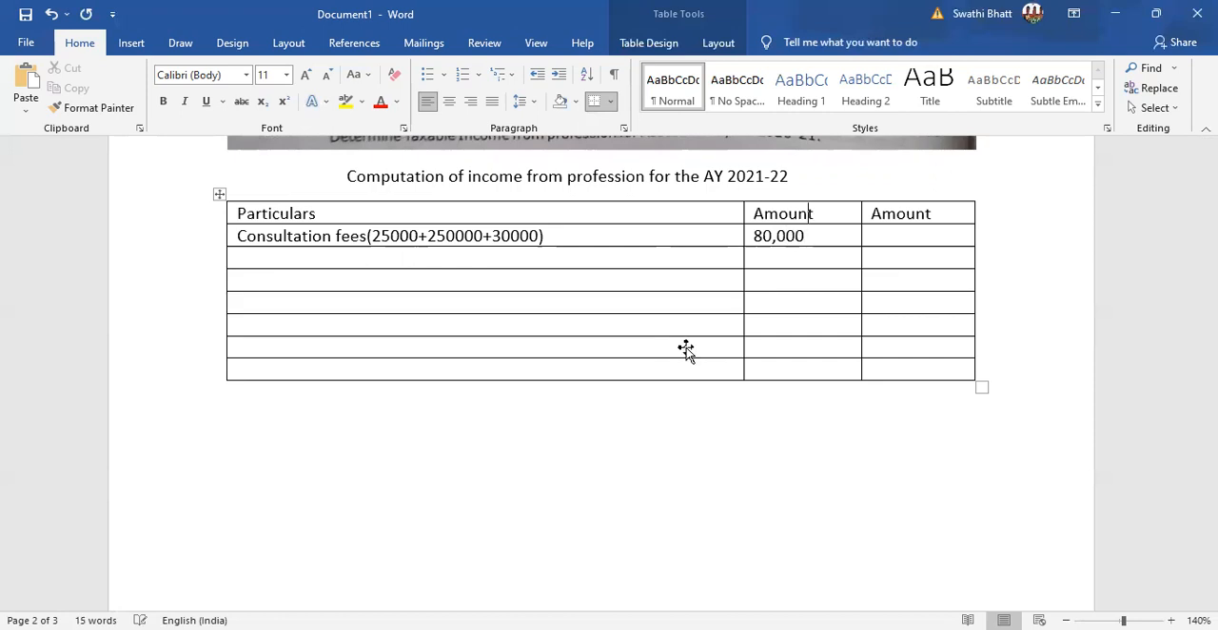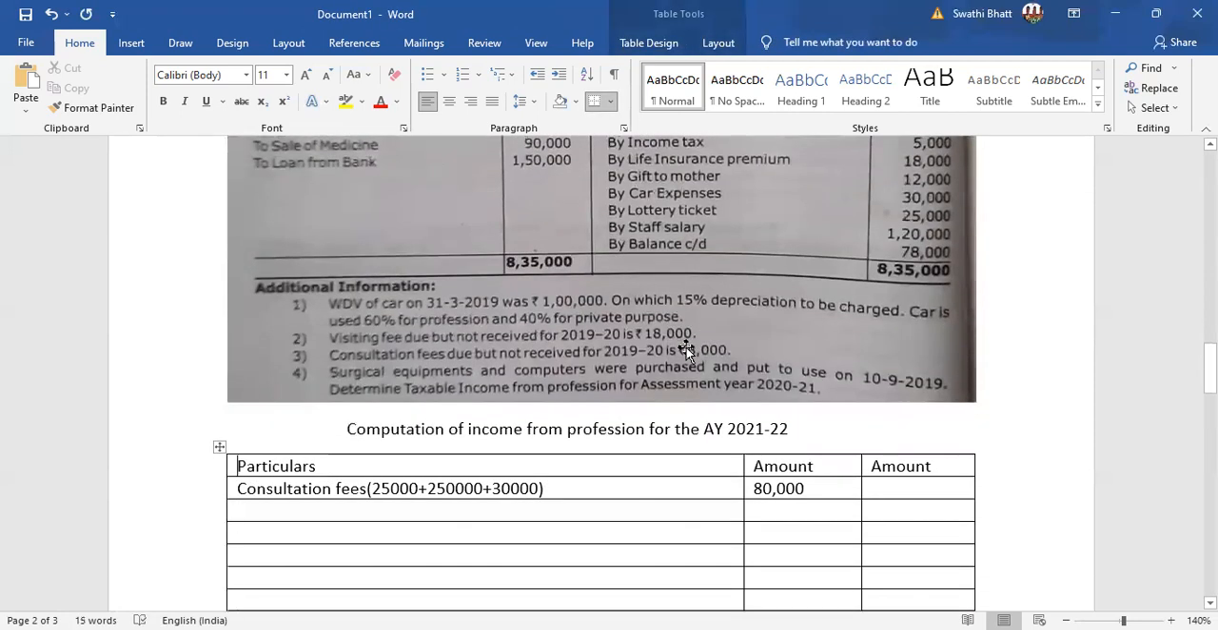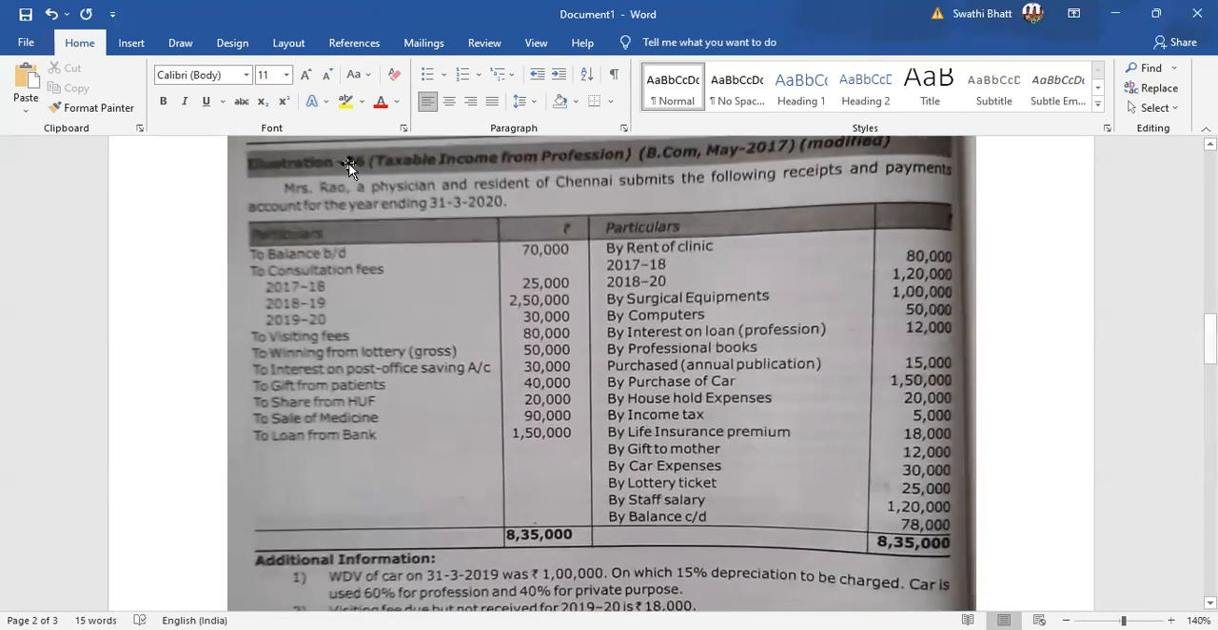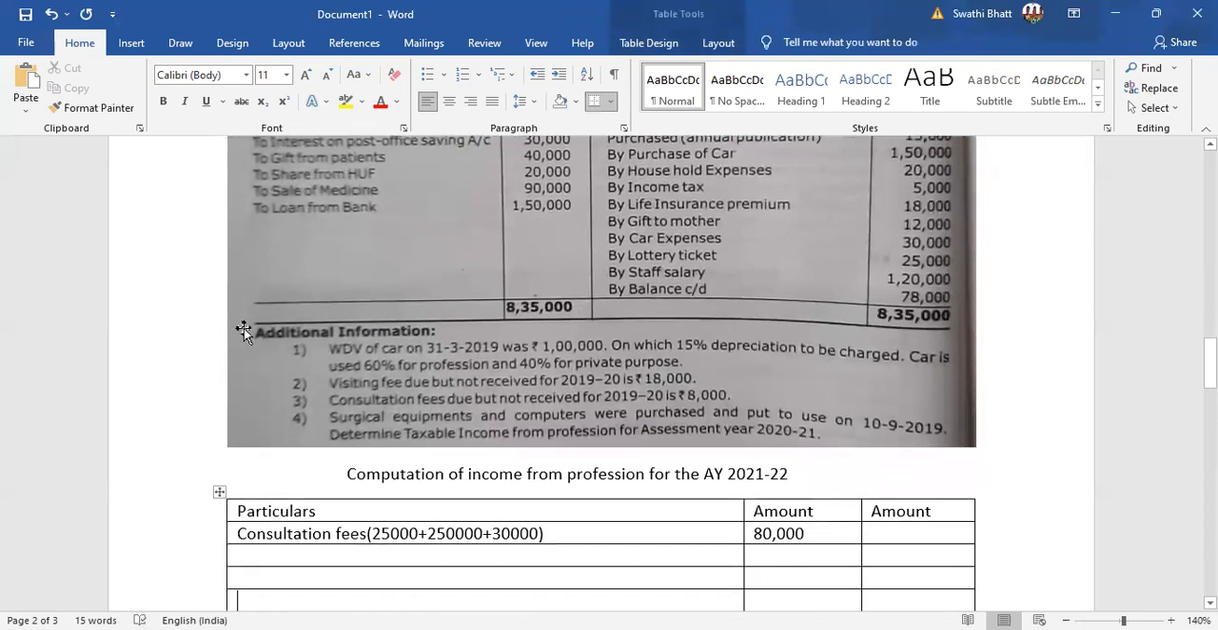The next item which is related to his profession is visiting fees. Consultation fees and visiting fees are normal receipts for a doctor. So we will be recording the visiting fees, and the amount is 80,000.